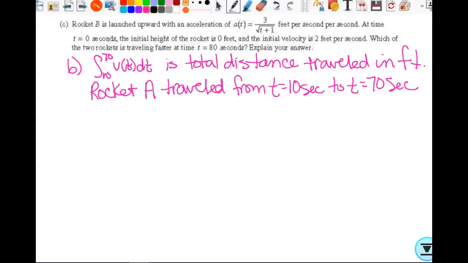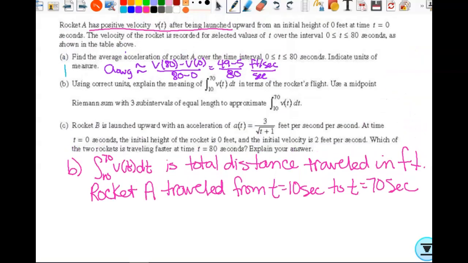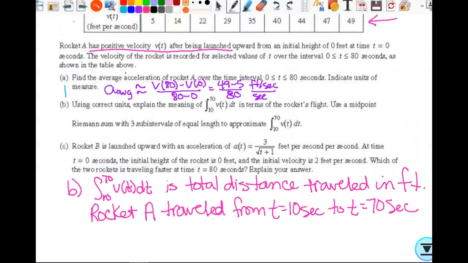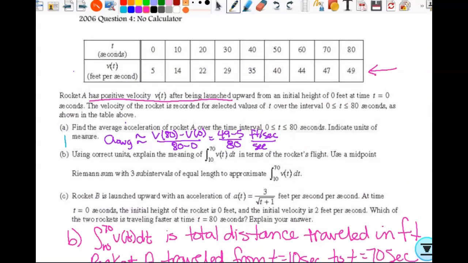Okay, then we have to actually do the Riemann sum, right? Use midpoint Riemann sum, 3 subintervals. So that's 1, that's 2, that's 3, right? So this gives me 20. Oh, does it? Oh, shoot. Wait. Oh, yeah, you're right. No wonder. I was like, that's how I would split it up.